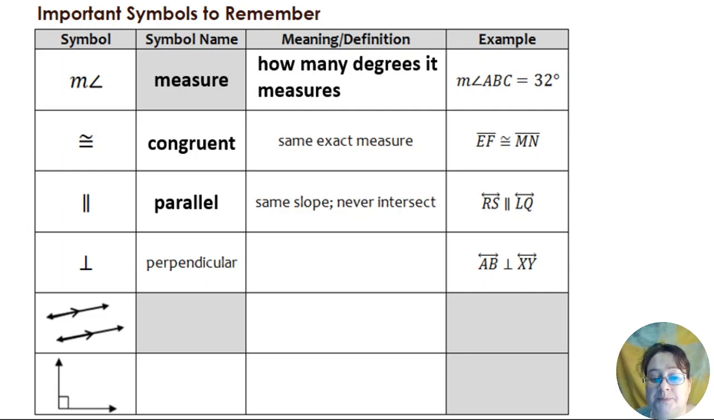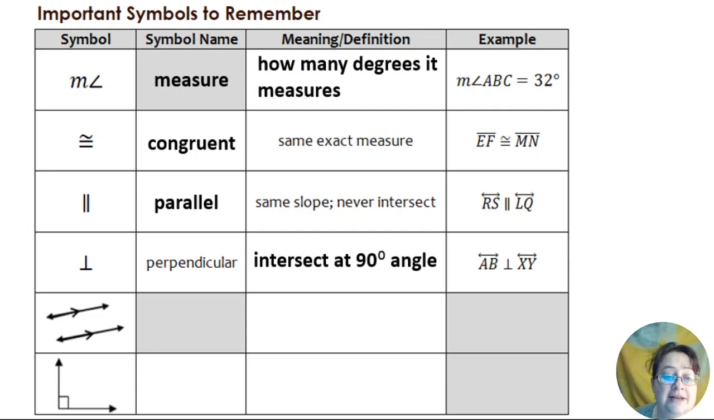Our next symbol that looks like an upside down T, it stands for perpendicular. In the T, that actually makes a right angle. So that tells us that is perpendicular. It intersects at a 90-degree angle, just like that symbol here. They intersect at a 90-degree angle. So we could say line AB is perpendicular to line XY.